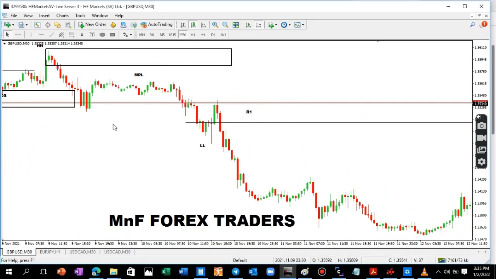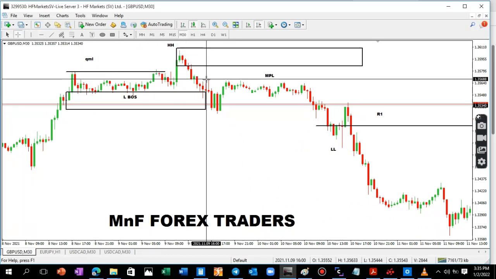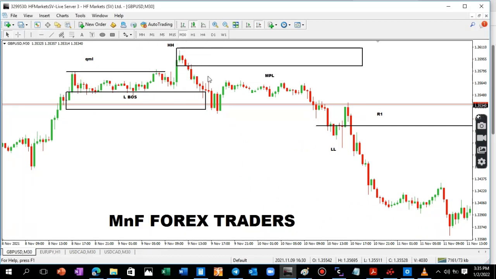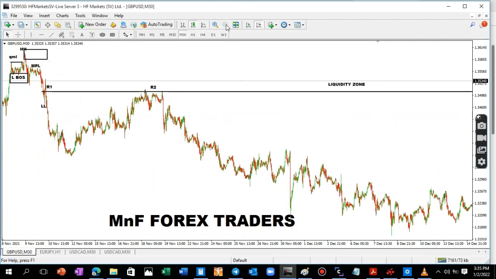Okay, and then there's a level here that the market can actually turn around from. So we just wait for confirmation before doing anything. We just have to make sure that we wait for the confirmation before actually selling. So we have a level there.